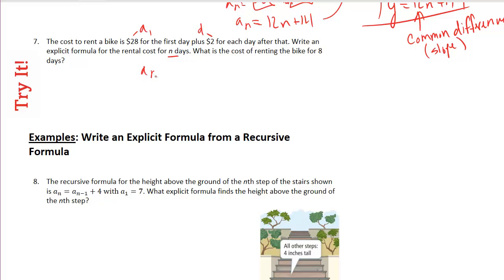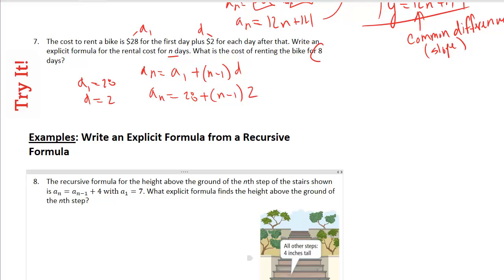So I have a sub n is equal to a sub 1 plus n minus 1 times d. I know that in this case, a sub 1 is equal to 28. d is equal to 2. So we'll just sub in. So a sub n is equal to 28 plus n minus 1 times 2. And then it asks us to evaluate it for 8 days, which would be the 8th term.